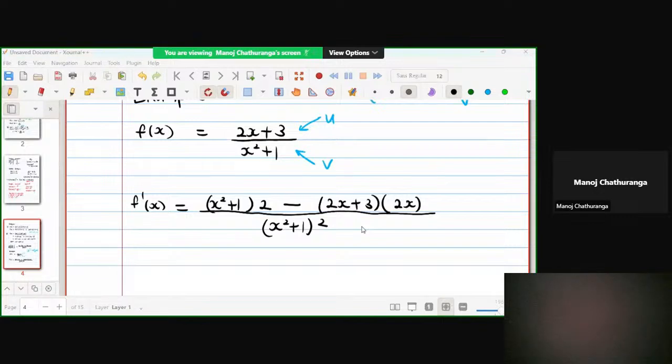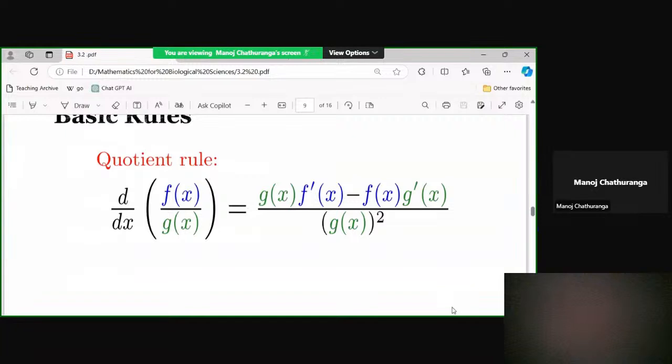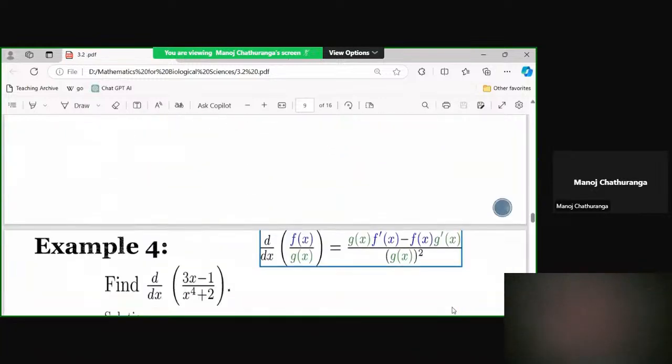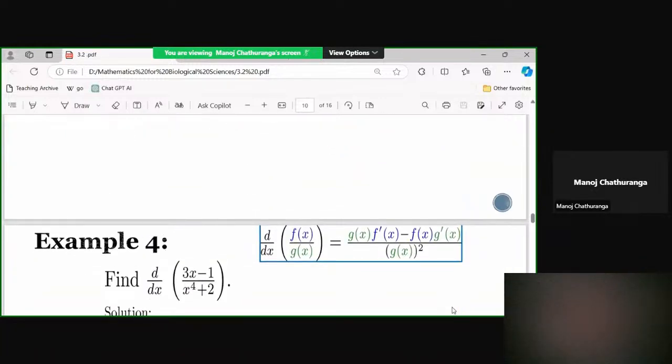Now I will show you some other examples in my notes. Can you differentiate this function? 3x minus 1 divided by x to the fourth power plus 2. I can give you 2-3 minutes because you need to understand this by yourself.